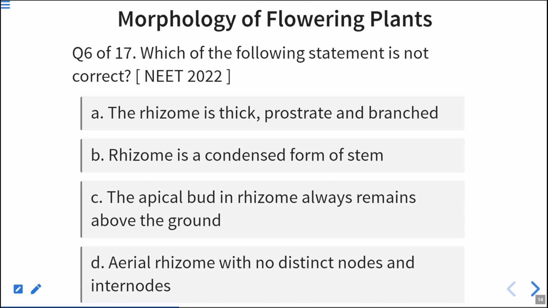And the next option is, the rhizome is aerial, with no distinct node and internode. So this is the wrong statement here. So this should be the answer. Option C is also correct. The apical bud in rhizome always remains above ground. The apical bud can give rise to the shoot system. So rhizome is known as the horizontal underground stem, which consists of nodes and internodes, and it has the capacity to give rise to the shoot system as well as the root system.